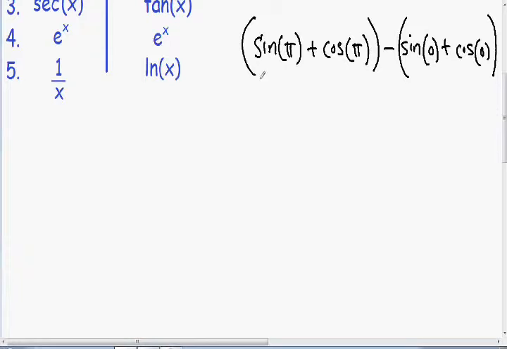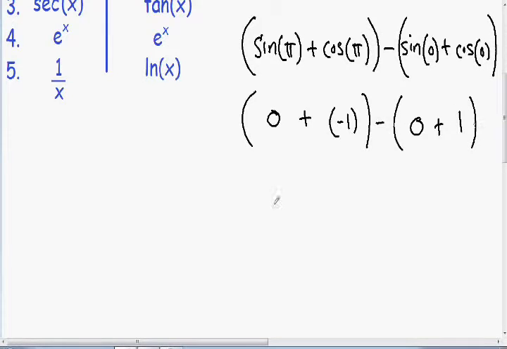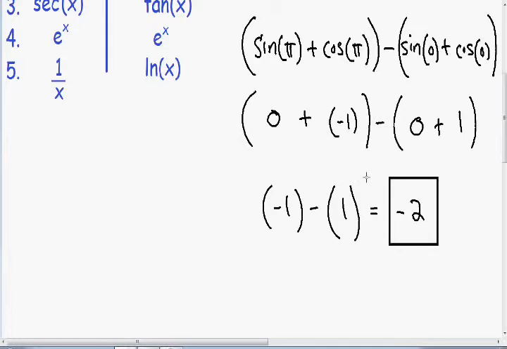So now you're going to have to remember all these trig values, or you're going to have to use your calculator. So if you are using your calculator, make sure it's in radians. The sine of pi, if you remember, is just 0. Plus the cosine of pi is -1. Minus the sine of 0, which is just 0. Plus the cosine of 0, which is just 1. In our first parentheses, we just have a 0 plus -1, which is just -1. And in our second parentheses, we have a 0 plus 1, which is just +1. And of course, -1 minus 1 will give us a -2. And this is our final answer.